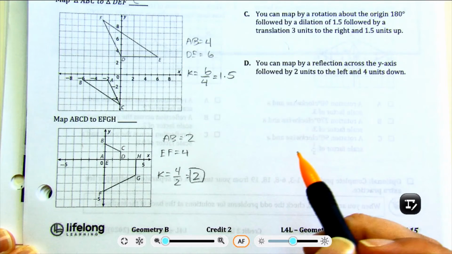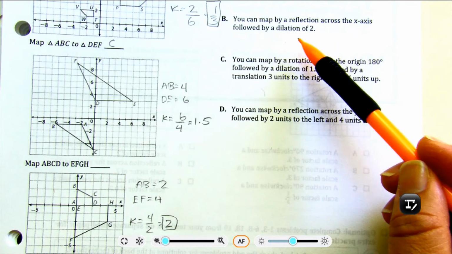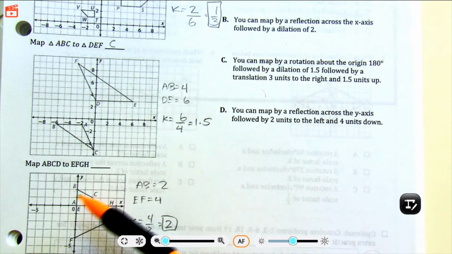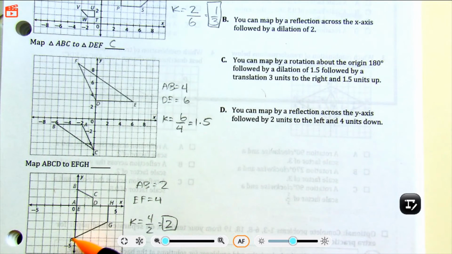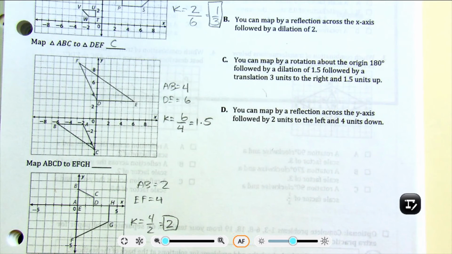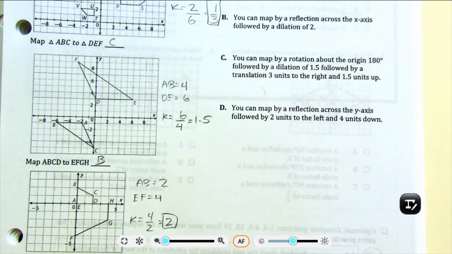So if we look here, this one has a dilation of 2. So you can map by reflection across the x-axis. That's what's occurring. This is reflecting, and then a dilation of 2. So that would be B. And that pretty much covers this lesson.